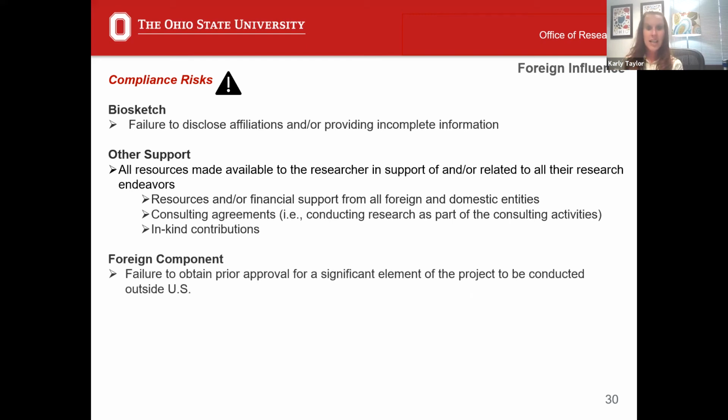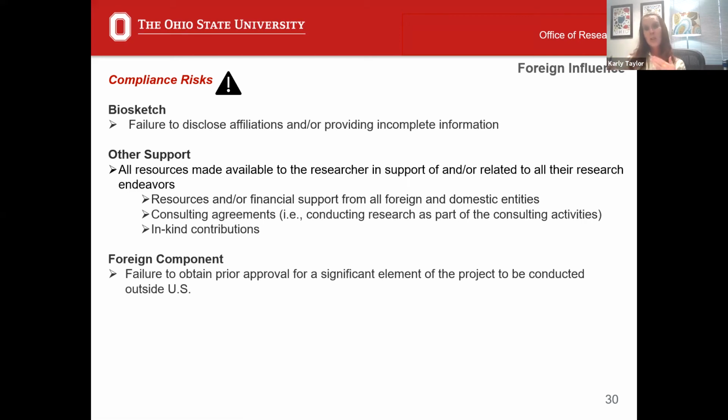Again, foreign component. If you are doing work outside of the United States, specifically NIH, you have to get prior approval in order to do this. Usually when you are submitting a proposal, there's a question about whether there are going to be any foreign components. But if you're in the middle of an award, please talk to your grants management specialist or your program officer if you're looking at maybe sending samples to be analyzed at a lab outside of the US.